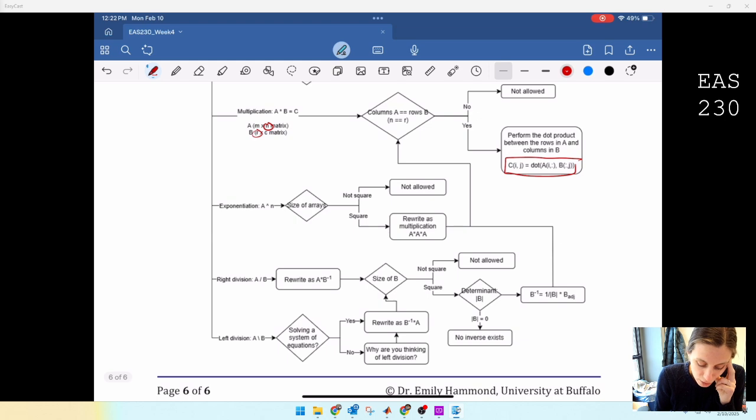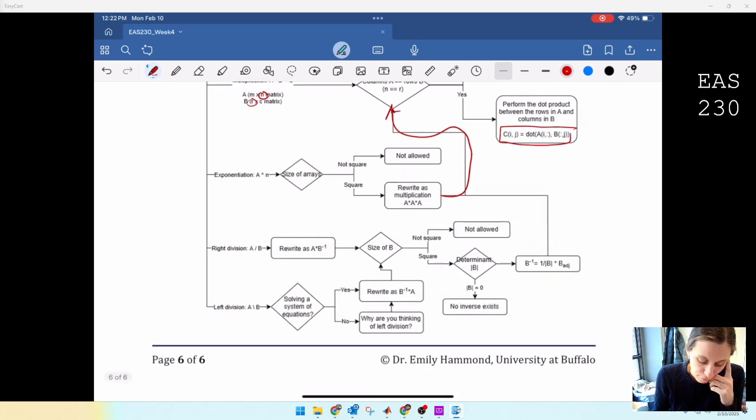If you're trying to do exponentiation, check the size of your arrays. If it's a square matrix, rewrite it as matrix multiplication and jump up to here. If it's not square, you can't do it. Division, if you have A, right divide B, rewrite it as multiplication. Check to see the size of B. No, B needs to be square in order to have an inverse. Calculate the determinant. If it's 0, inverse doesn't exist. If it's not 0, calculate the inverse and then go ahead and do matrix multiplication.